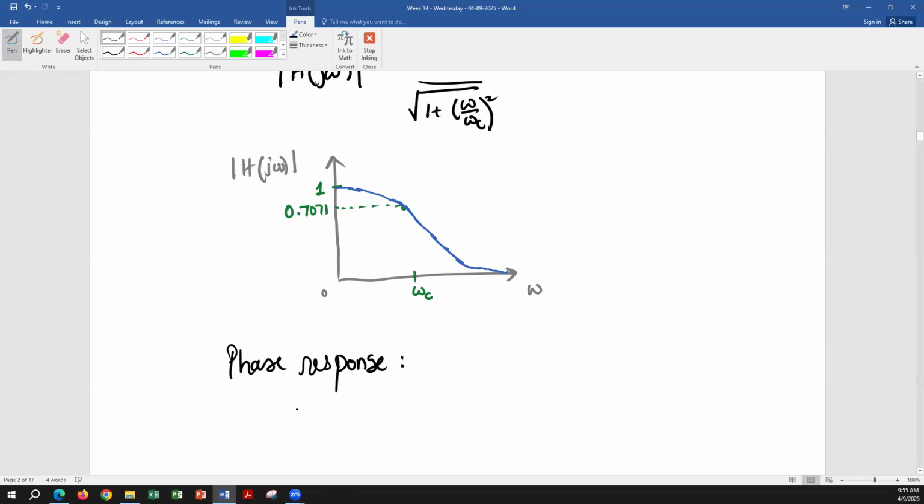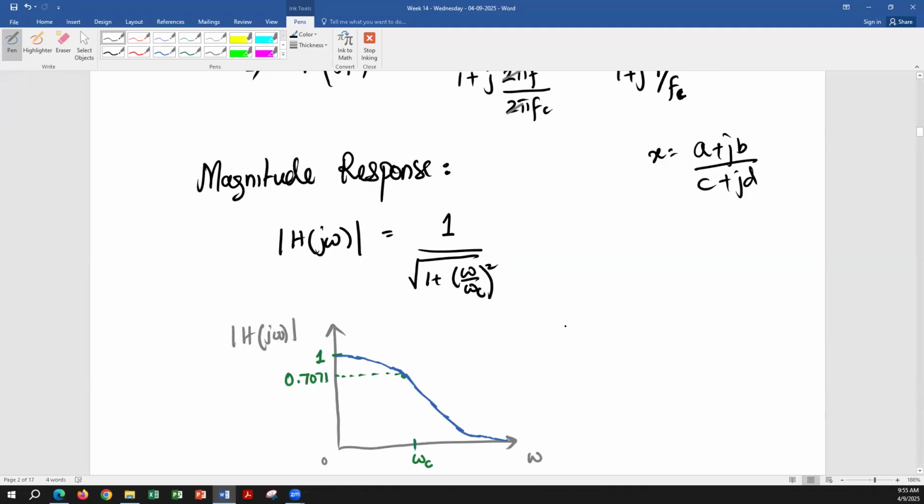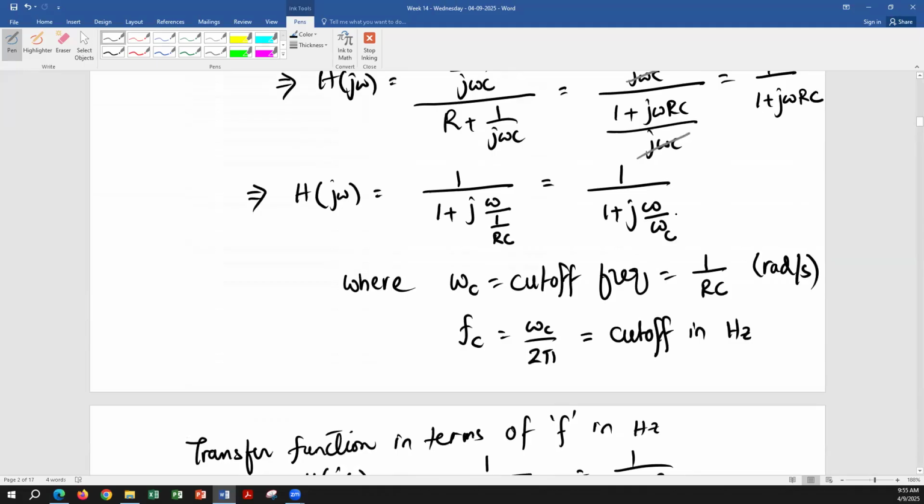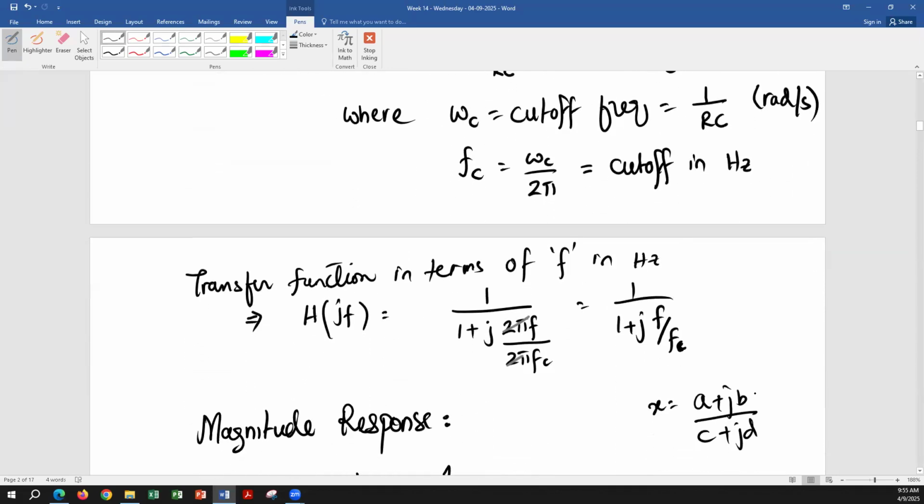Who is going to tell me, if I want to write down the phase response of H of j omega, what will be the expression of the phase response from this expression, 1 over 1 plus j omega over omega c? Again, it goes back to the ultimate question: if you have a complex number written in fractional form, how do you calculate the phase of that complex number?